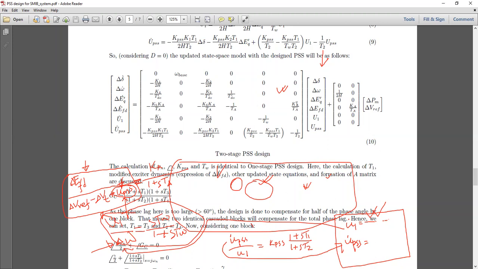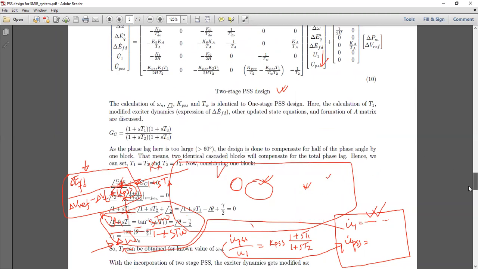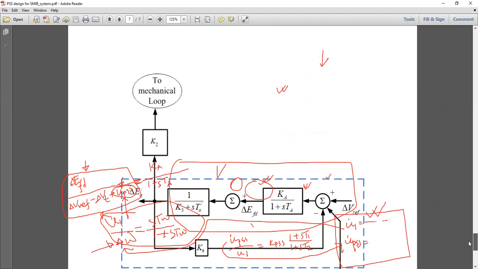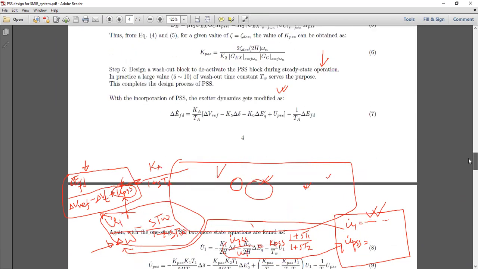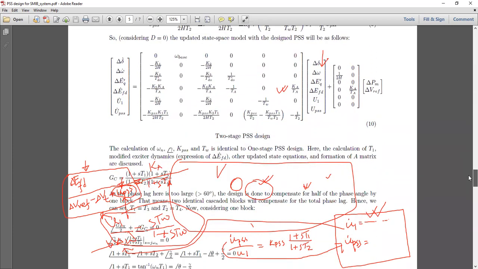And this K by TA, again, appears due to the presence of UPSS in the exciter summing junction over here. In the next class, inshallah, I will show you the detailed derivation. Don't worry. And we will go for some simulation results, just to make sure that whatever we are designing actually fulfills our purpose for PSS design.